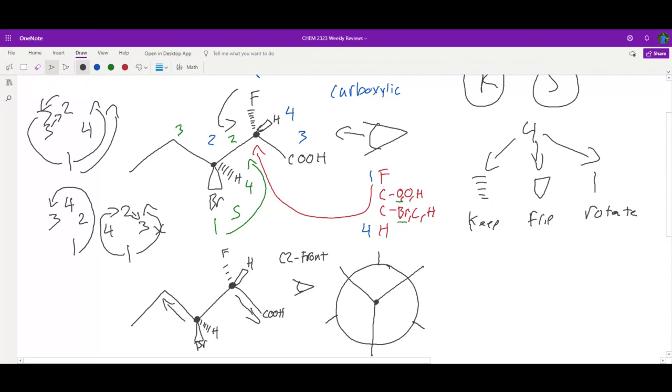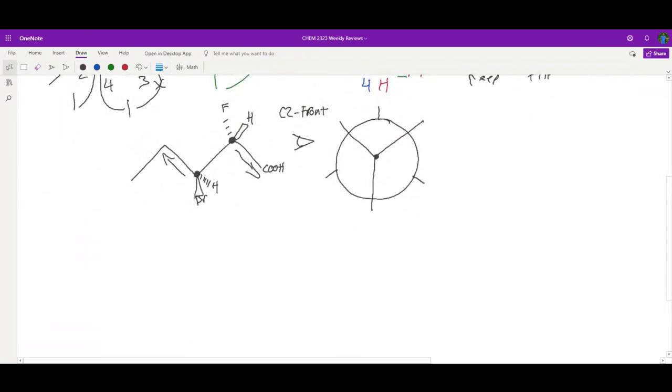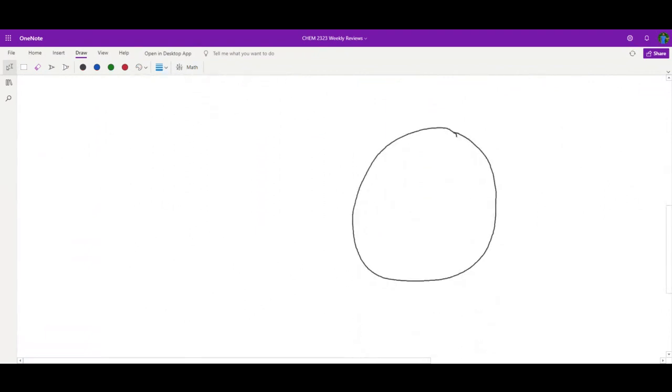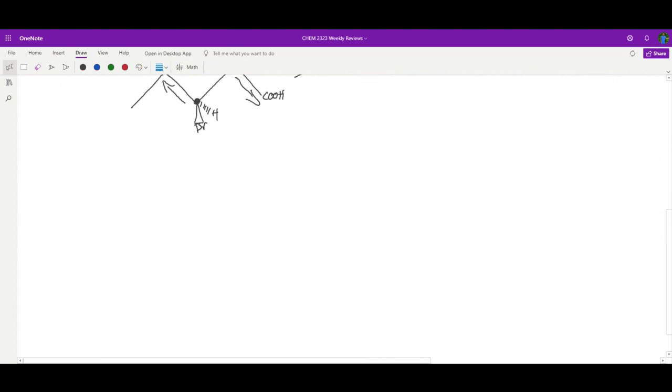All right, so let me actually scroll down. Okay, so let me actually rewrite this a little bit bigger. Okay, don't know why it's there.